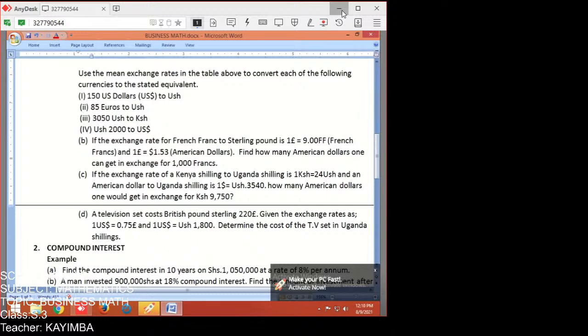1 pound sterling is equivalent to 9.00 French francs. And they also told us that 1 pound is equivalent to 1.53 US dollars. Okay? So this is what we have.